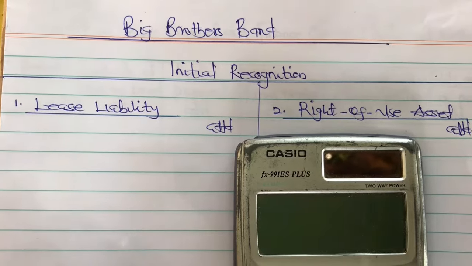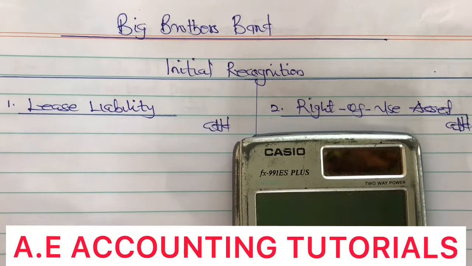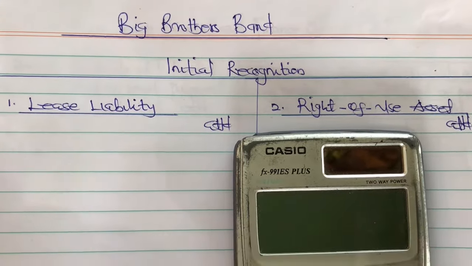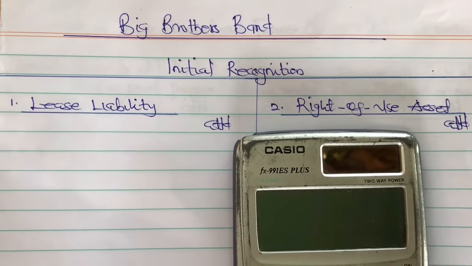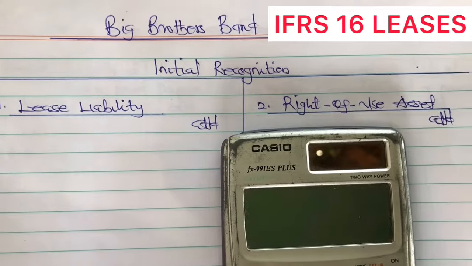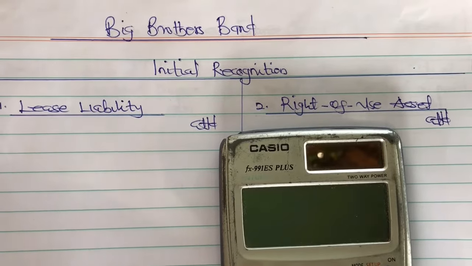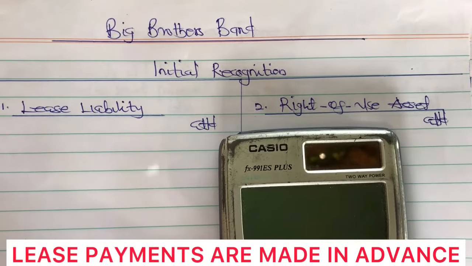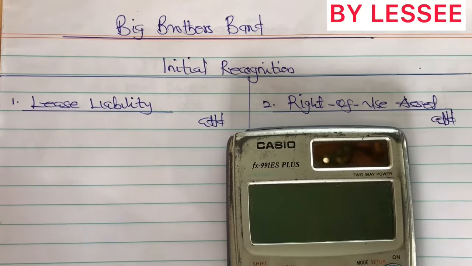Good day. Welcome to another section of AE accounting tutorials. We are continuing our series on accounting for leases, that is under IFRS 16 leases. This time we are going to take a question on how lease payments are made in advance by the lessee.